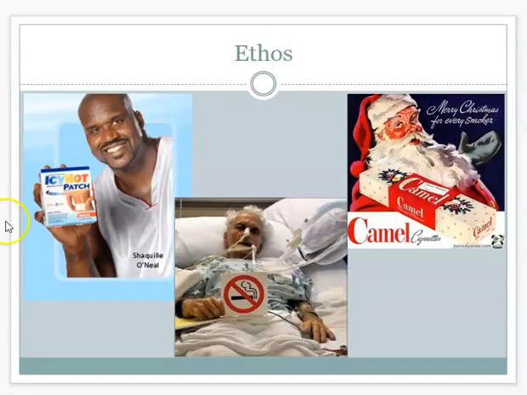Some examples of this: you see Shaquille O'Neal, we can trust him, he's a basketball player, he has ethos. Santa Claus, it's a funny one right here. You can trust him, which is funny. We probably shouldn't trust this Santa Claus who's smoking Camel cigarettes. And then you can trust this guy that smoking's not good because look at him, he's already hooked up to a breathing machine. So it's the credibility that you can believe the speaker or the author.